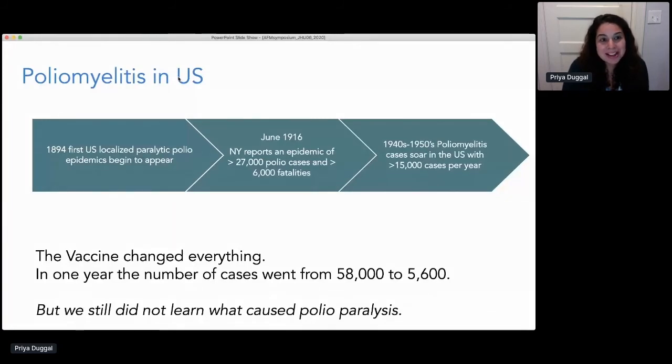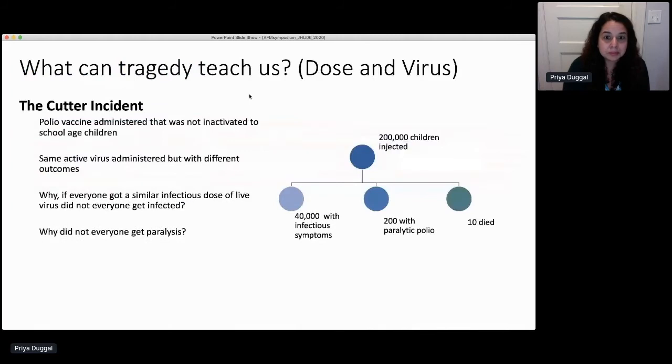But in that process of us being able to stop polio in its tracks, we never really learned what caused polio paralysis. So we never really understood what made those children different, what made them that 1 in 100,000 or 1 in 200,000 child that occurred. And if we had figured that out, I think we'd be in a very different place with AFM than we are right now.